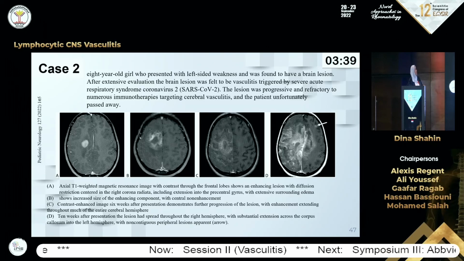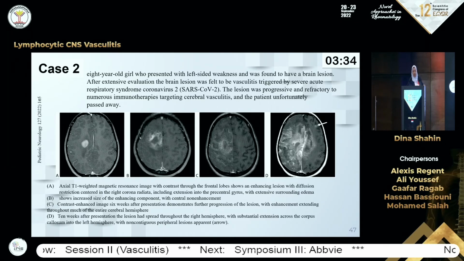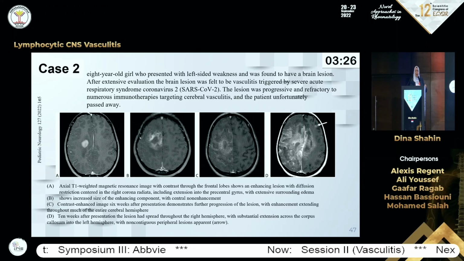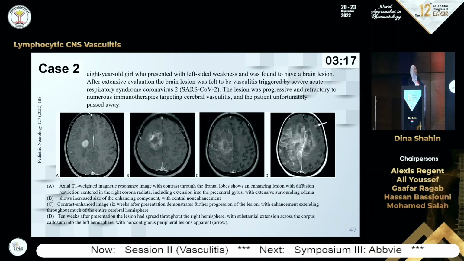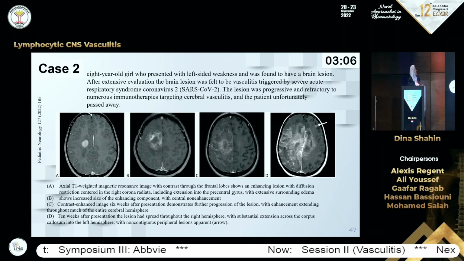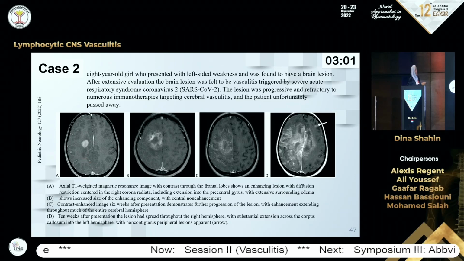vasculitis non-progressive. الحالة الثانية دي بنت عندها 8 سنين جاية بـ left sided weakness وprogressive. البنت دي كانت واخدة immunization للكوفيد، وبعد ما خدت الـ immunization بحوالي 8 أسابيع حصل لها COVID infection proved بالـ PCR، وبعدها بعد ما خدت الـ infection بـ3 أسابيع ظهر عندها الـ ischemic lesion اللي باينه في الأول هنا، أول شريحة، وبعدين فضلت progressive دي بعد حوالي 3 أسابيع.